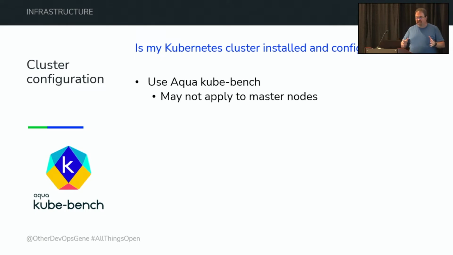The question it's answering is my Kubernetes cluster installed and configured properly? Have I done anything stupid? Have I opened up something too much? Have I forgotten to lock something down? It applies the CIS benchmarks, and they try to stay in sync with the CIS Kubernetes benchmarks as much as possible.